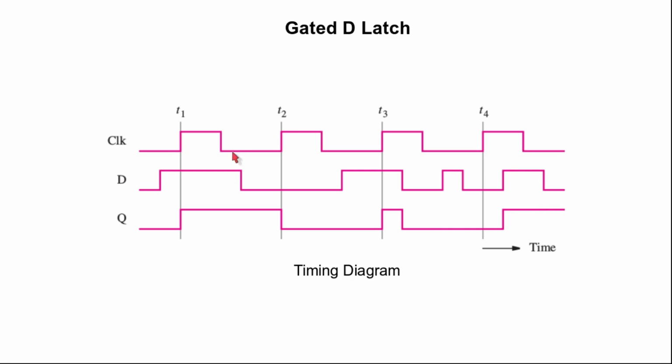So if I change the D input to another signal, based on your understanding, you will be able to construct the output Q signal based on the D input signal.